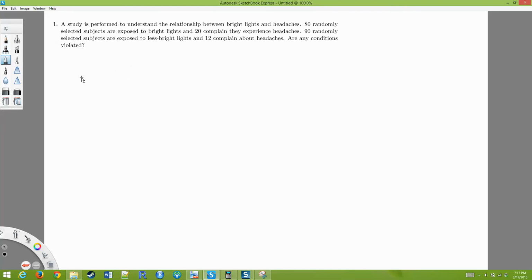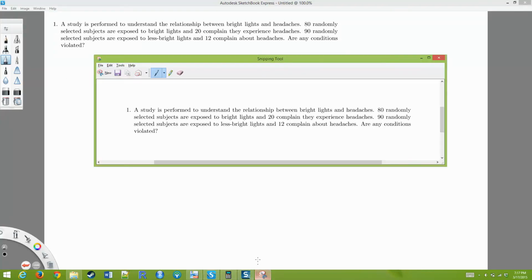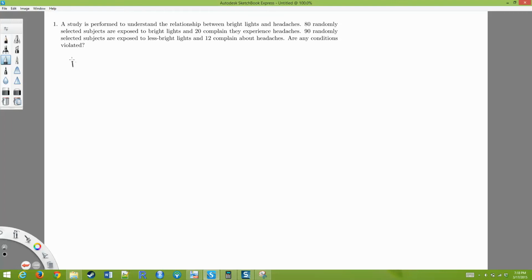Okay, so we want to know, are any conditions violated? We have a few conditions to check. Number one, is the independent and random condition met? Yes, because it says 80 randomly selected subjects, and over here we have 90 randomly selected subjects. Okay, so that is met.